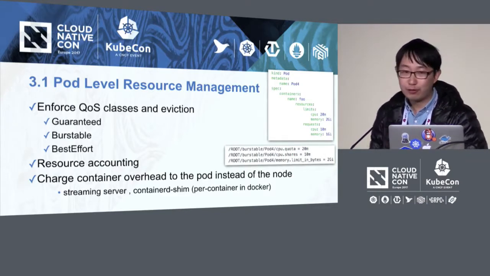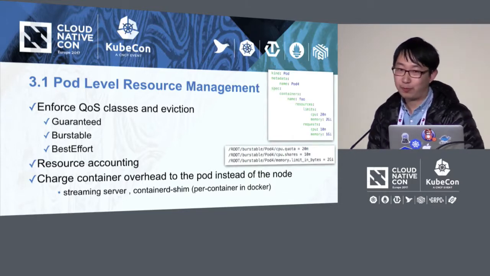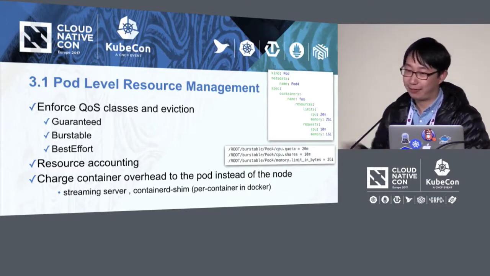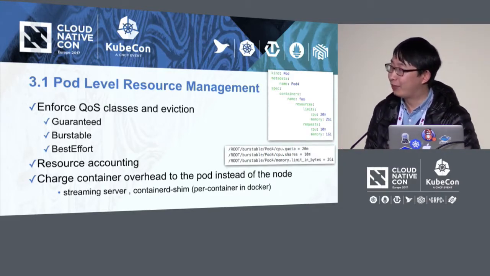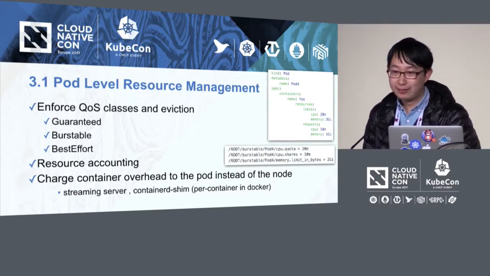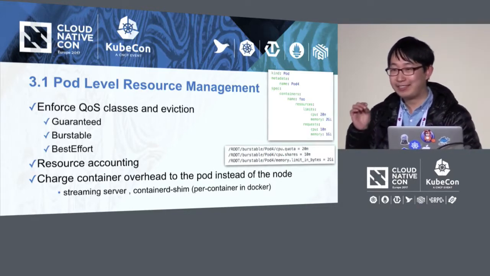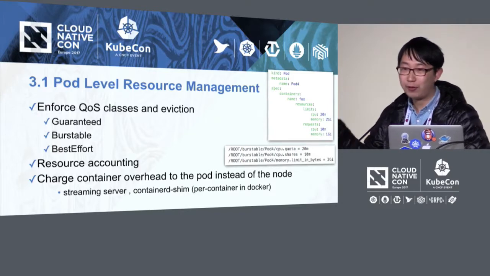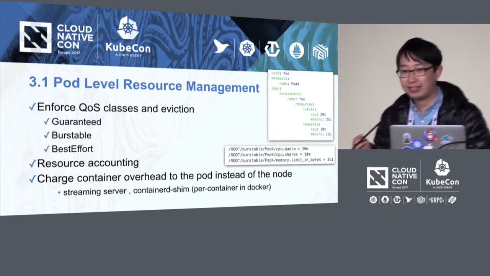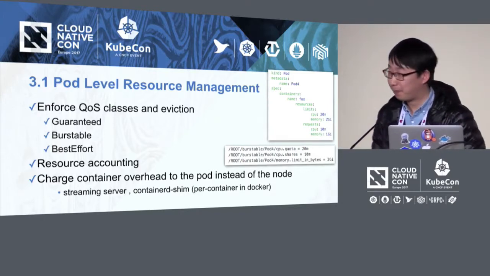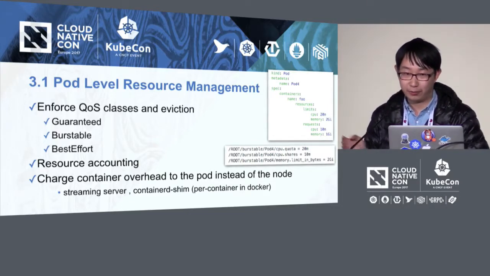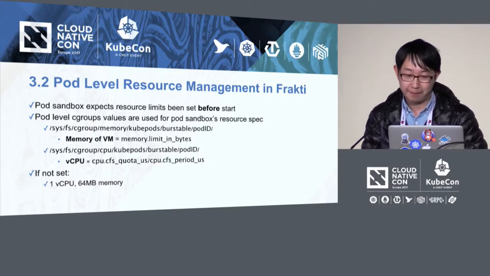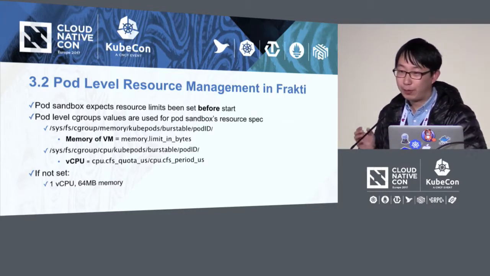And this is very useful for resource counting. So the outside system can read this value. And it is also important for charging container overhead to the pod instead of a node. Because, for example, the streaming server I mentioned, in the future we will start a streaming server inside this pod-level cgroup. So it cannot consume more resources than the pod is allowed to, right? And it's also the case for the container edition, which is created by Docker. So it's very useful. And this kind of model should be supported in Frakti.